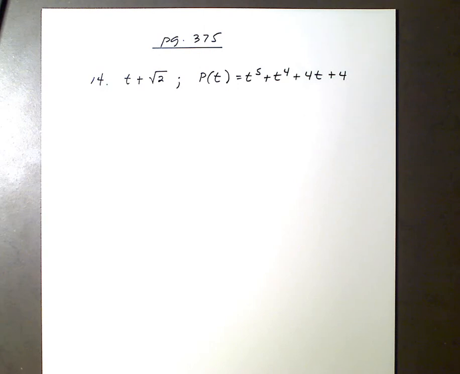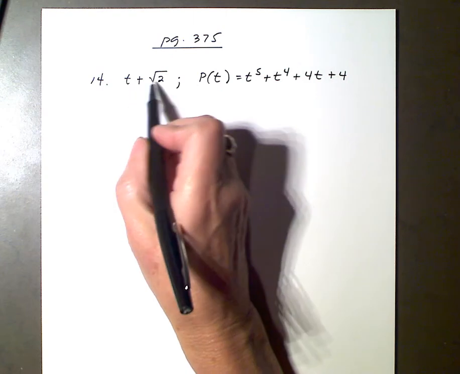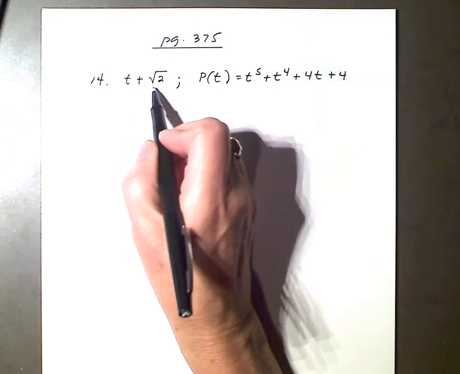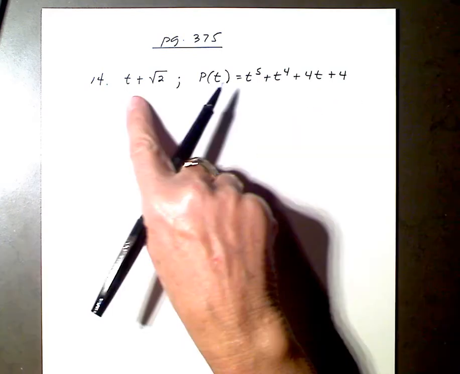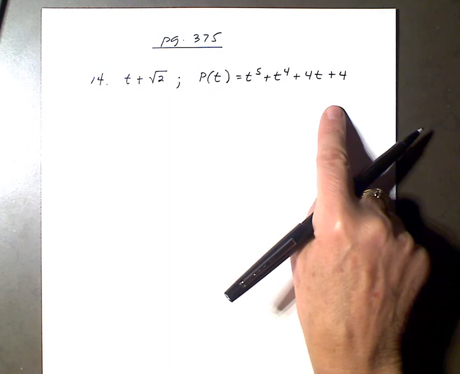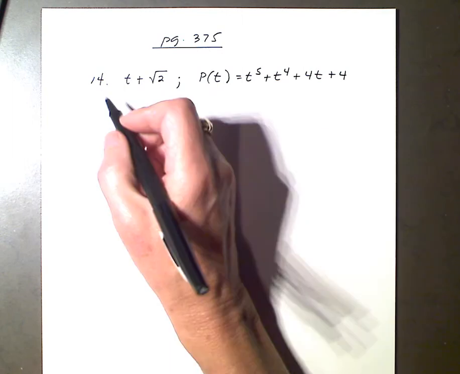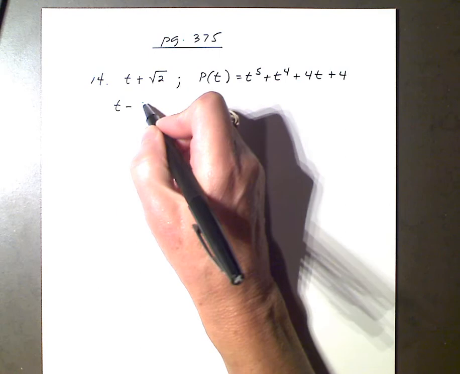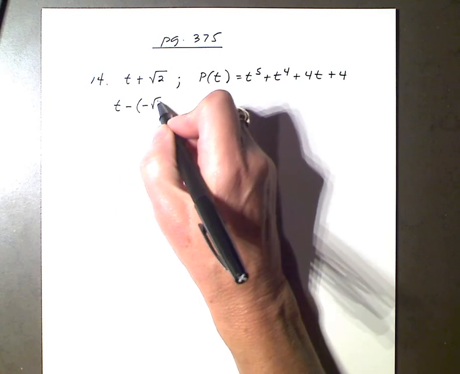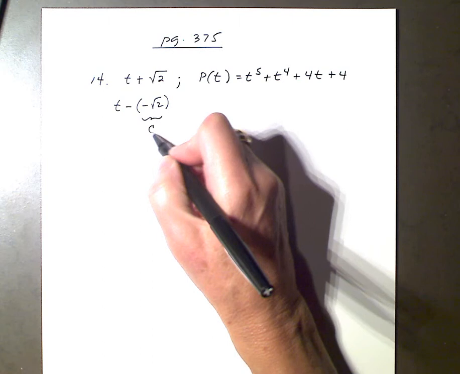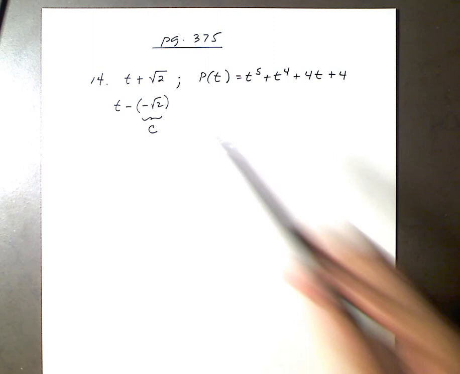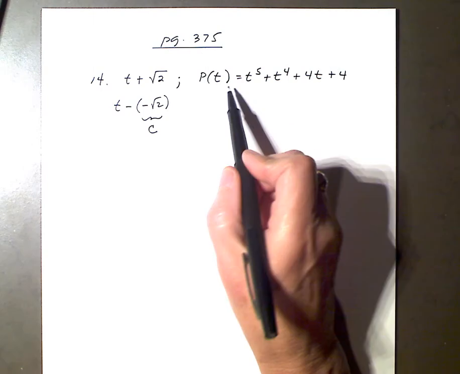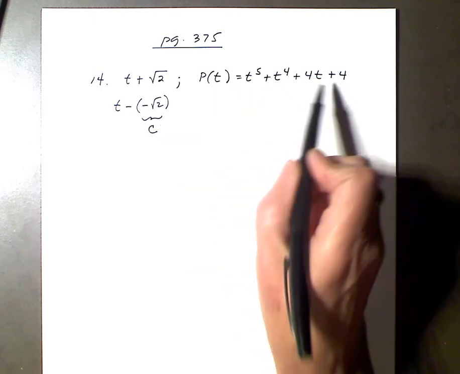Right, number 14 on page 375, and we're supposed to find out if this binomial, 2 plus the square root of 2, is a factor of this polynomial. In order to determine if this is a factor, we can use synthetic division and divide by t minus negative root 2, or I could plug in negative root 2 for t and find the value.